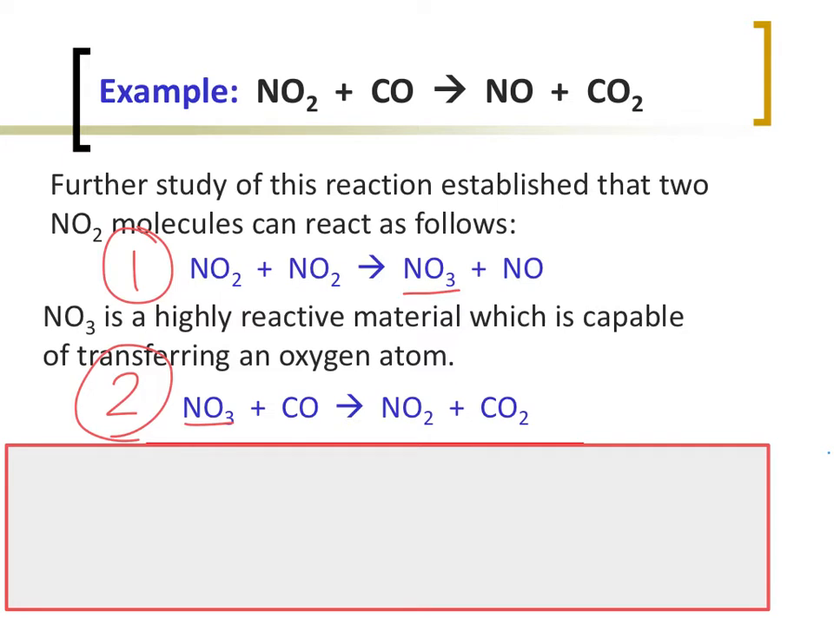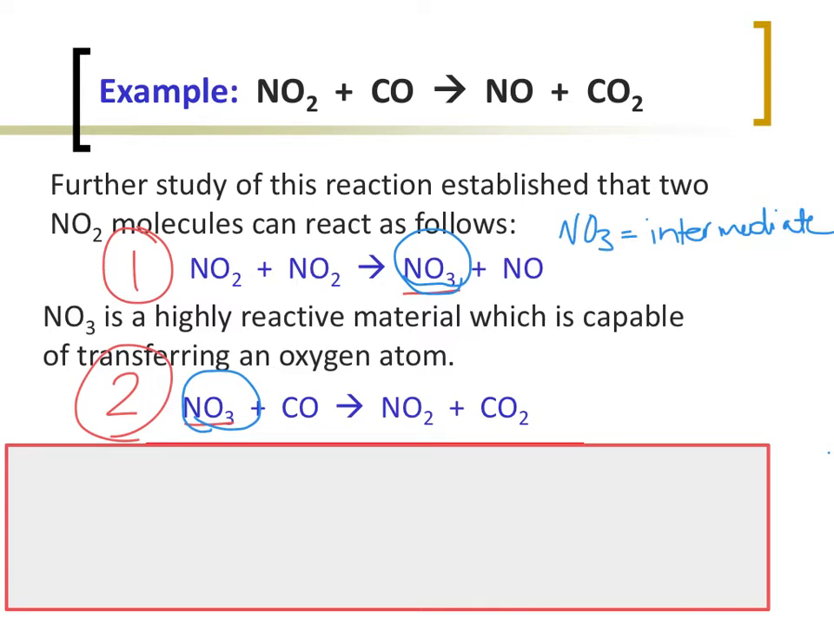First, let's take a second to identify a couple of important things. I mentioned the NO3 was produced in step 1 and used up in step 2. What's the term for that? The NO3 is our intermediate.